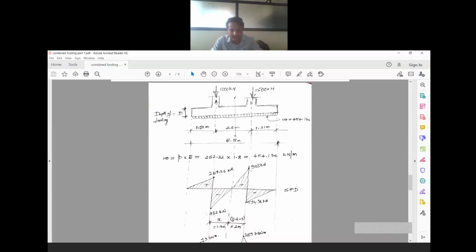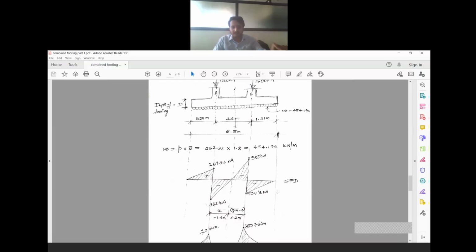When I get 905 kilonewton, here again 1500 acting downwards. So I will deduct 1500 from 905. So it is coming downwards. So I will get around 595. After 595 I will again add, because this intensity is acting upwards, 454.174 into 1.31. If I add, it will give you this value. So the same value comes here. So at the end it joins to 0.